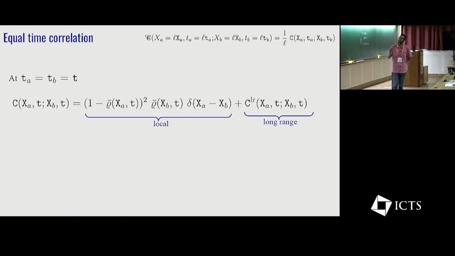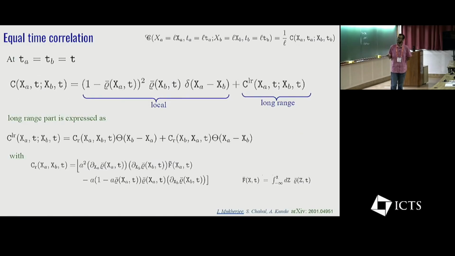Now for our case, we first focus on the equal time correlation. Interestingly, we see there are two different parts. One is the local equilibrium part, which is proportional to this delta function, and there is this long range part. This long range part is coming due to this type of coordinate scaling with respect to the parameter L. For the initial condition that I have described, we can explicitly obtain this long range correlation like that. Also, if we go to the homogeneous equilibrium state, it is easy to see that this long range part will vanish and we will recover the short range correlation.